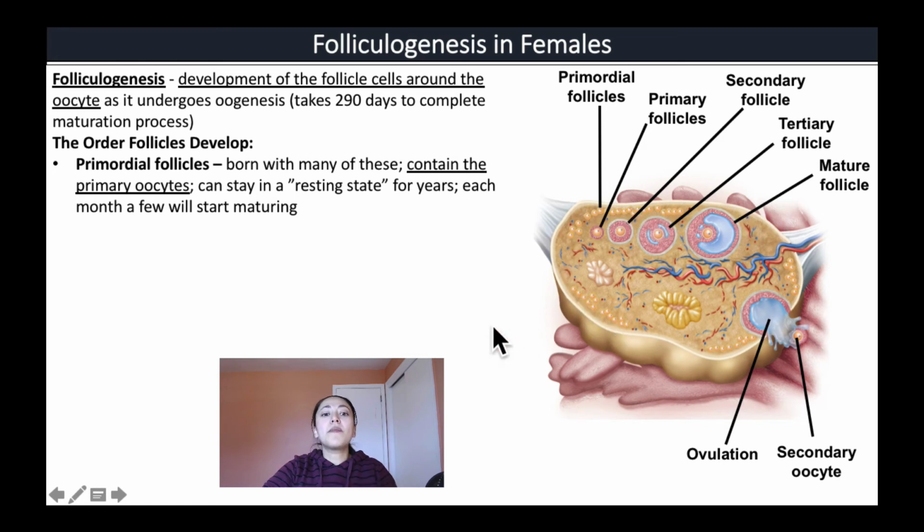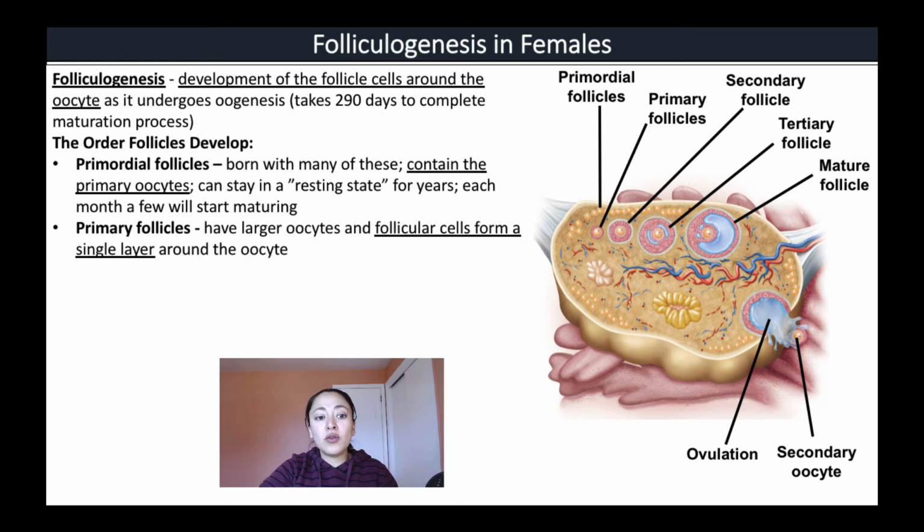You were born with many of these primordial follicles, and each one contains a primary oocyte, because remember, you're born with the primary oocytes. These primordial follicles can stay in a resting state for years, and each month a few of them will start to mature. So maybe up to like 30 will mature each month. The primordial follicles will mature, and they will become what are called primary follicles.